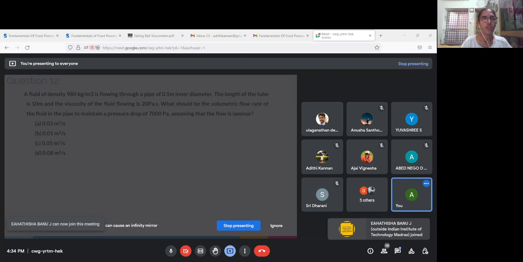A fluid of density 980 kg per meter cube is flowing through a pipe of 0.5 meter inner diameter. The length of the tube is 10 meter and the viscosity is 20 Pascal second. What should be the volumetric flow rate in the pipe to maintain a pressure drop of 7000 pascals, assuming that the flow is laminar? So what formula will you use? We will talk about the solution later.